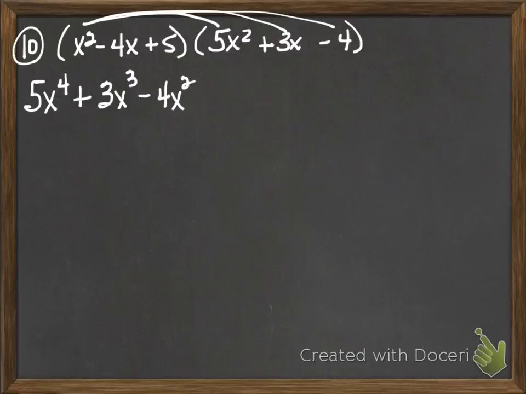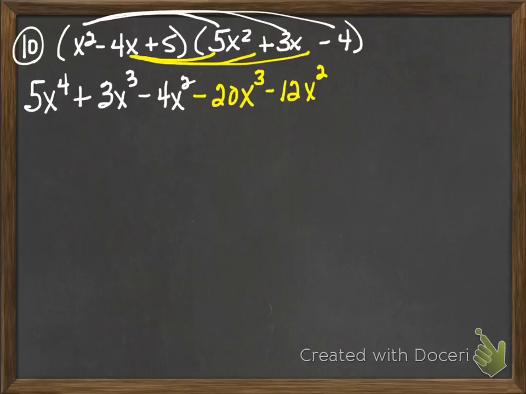Now I'm going to change colors here so y'all can kind of see. We're going to get 3 terms when we multiply x squared, 3 more terms when we multiply negative 4x, and 3 more terms when we multiply the positive 5. So I'm going to change colors here just to give you a visual. Negative 4x times 5x squared is negative what? Negative 20x to the third. Good. Negative 4x times positive 3x is negative 12x to the second. And negative 4x times negative 4 is positive 16x.